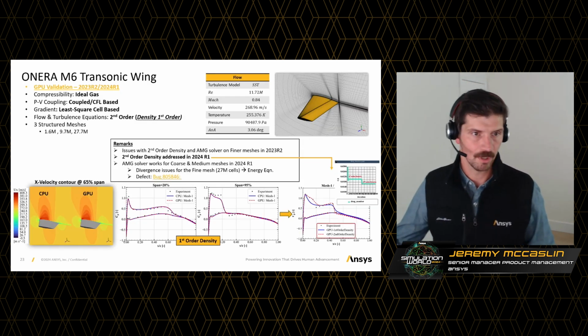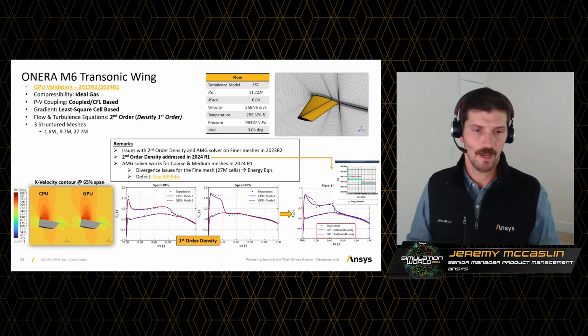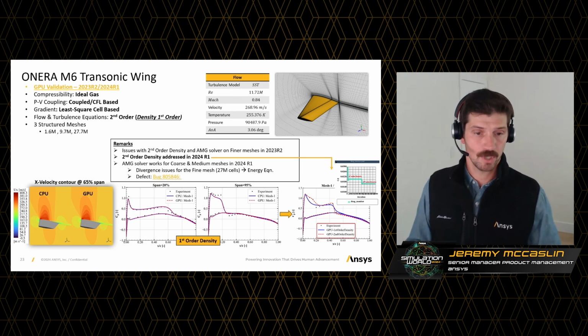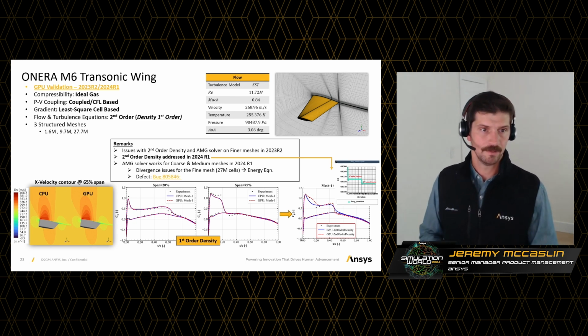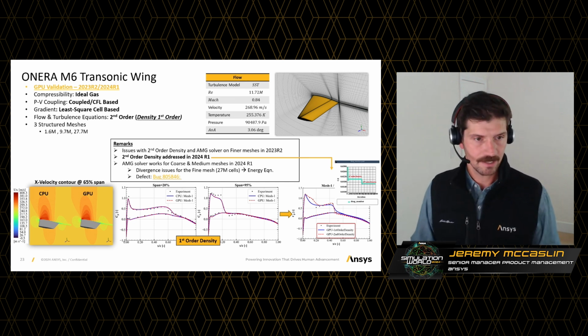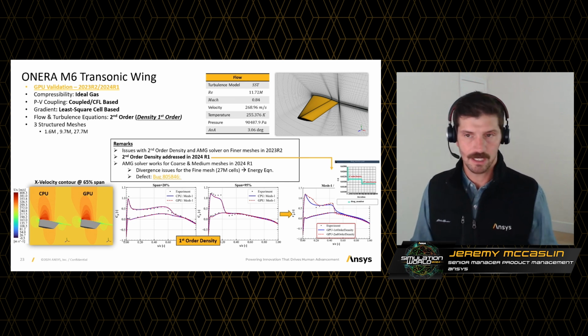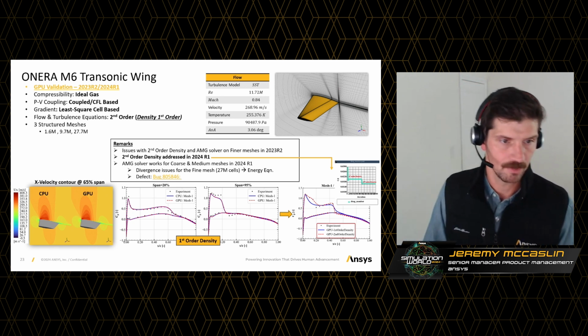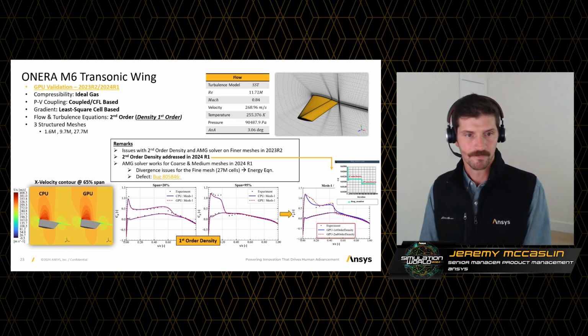In this example, we're looking at more of an aerospace related application. This is the ONERA M6 transonic wing, and the equation of state here is ideal gas, and you can see in the contour plots on the bottom left, very good qualitative comparison between CPU and GPU.